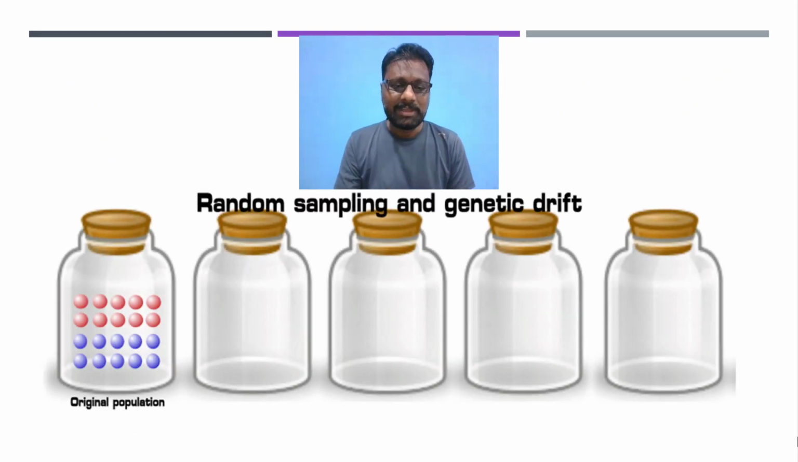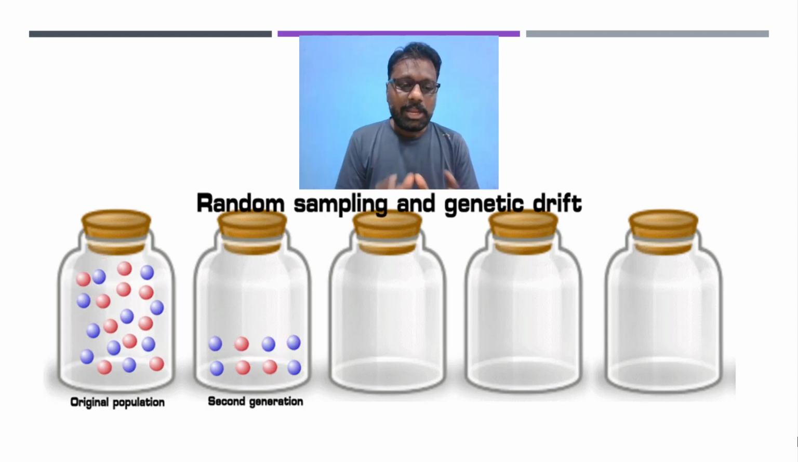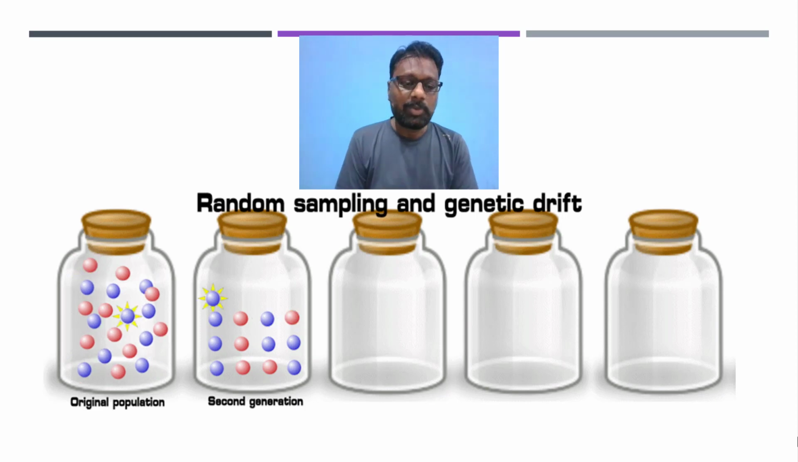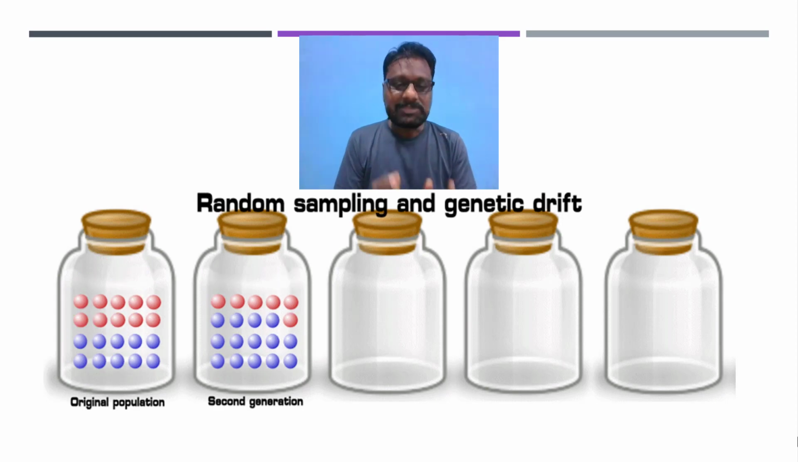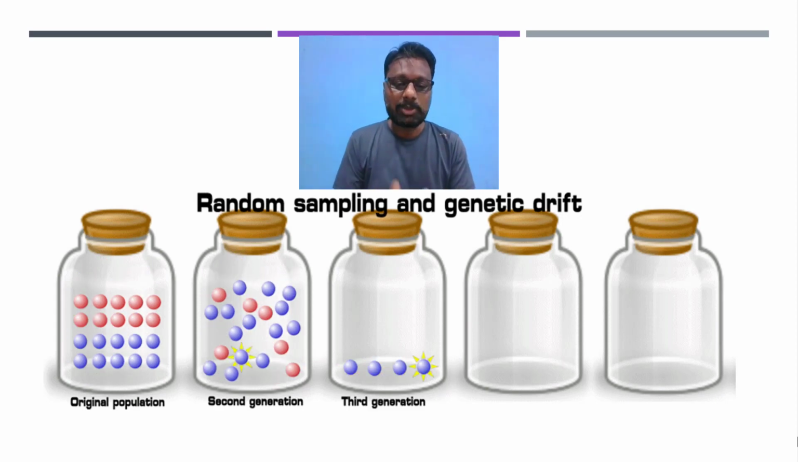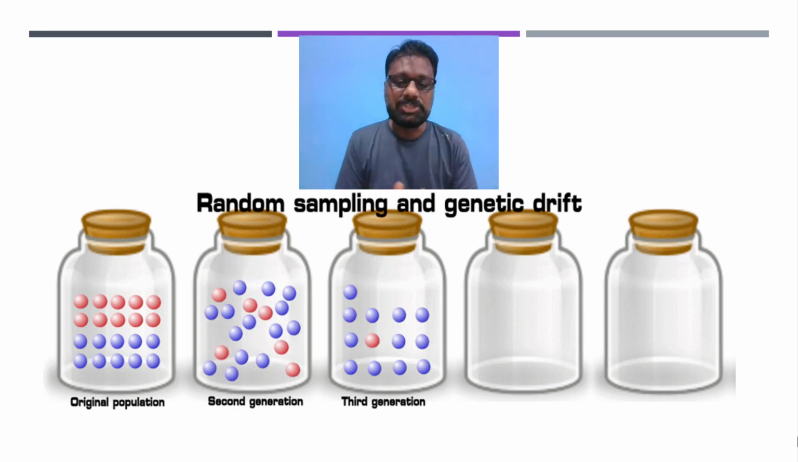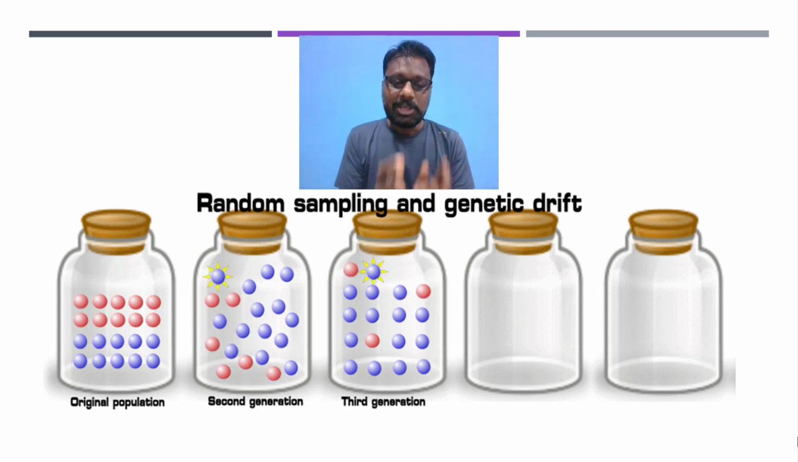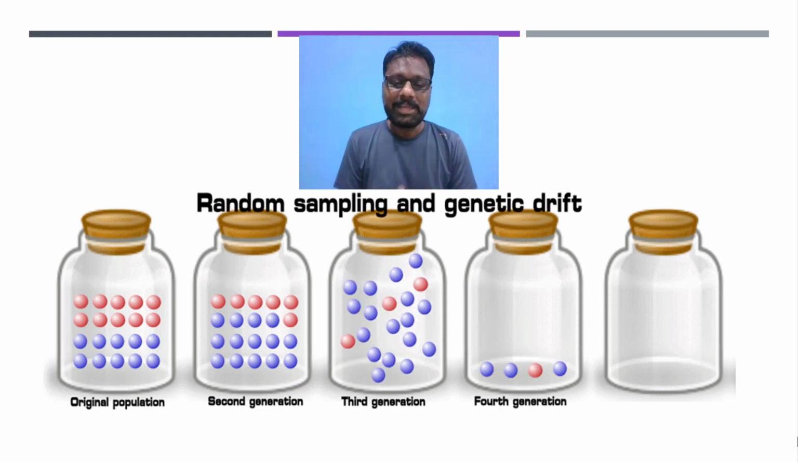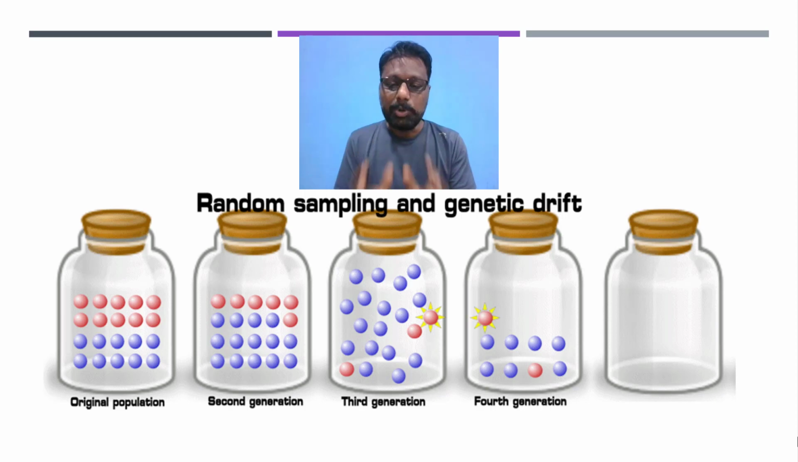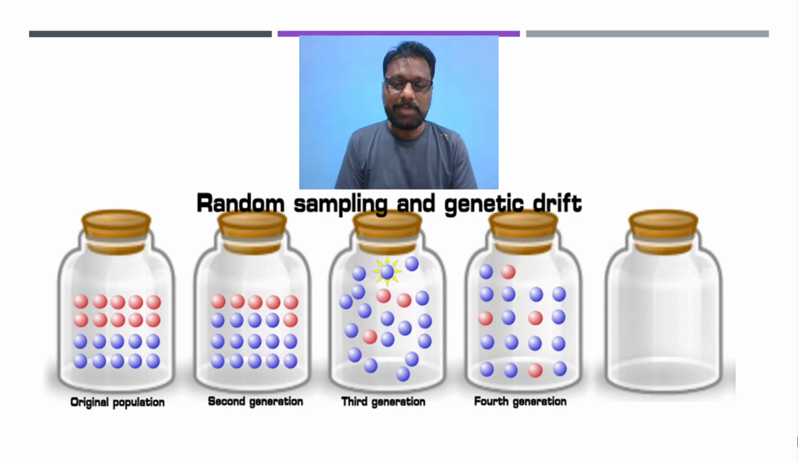Basically, this is the animation where the first jar contains the allele number, that is the allelic frequency of the original population, where by random chance they move from one generation to another. There is a change in the allelic frequency of the gene pool. What we can observe is that it has slowly eliminated the red alleles, which are dominant, and they are completely replaced by blue ones, which is purely by chance.